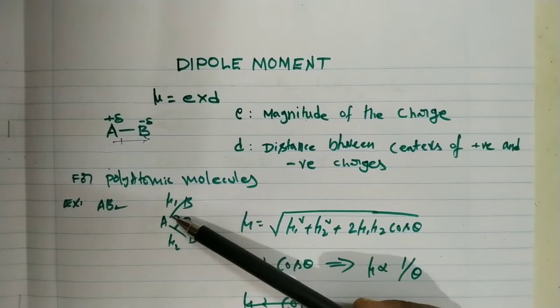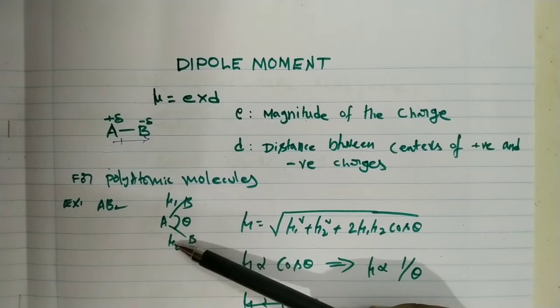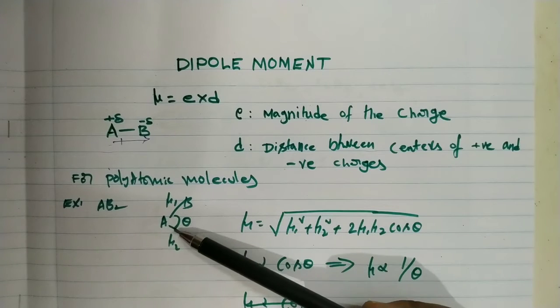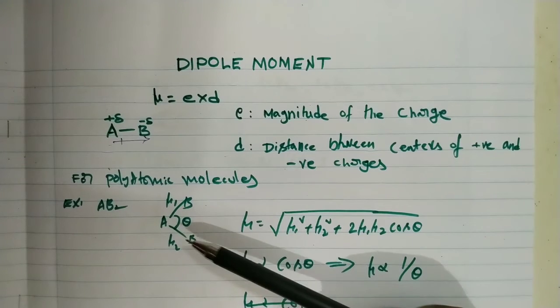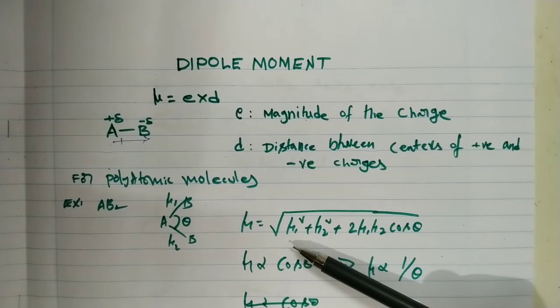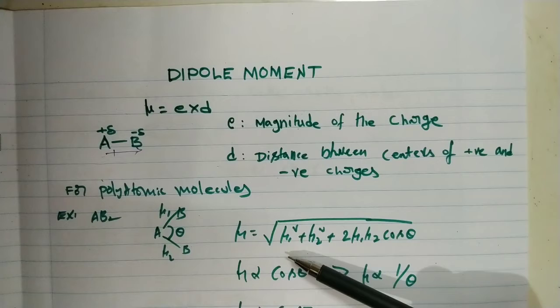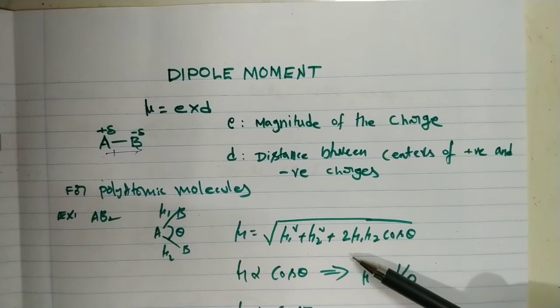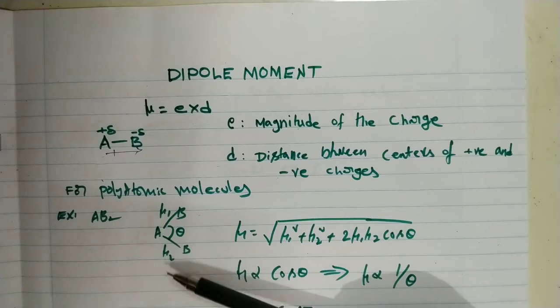Here this bond has one specific dipole moment, and this bond has another specific dipole moment, with an angle between the two. Dipole moment is a vector quantity with a specific direction and magnitude, which is why you can use this formula: the resultant dipole moment equals the square root of μ1² + μ2² + 2μ1μ2 cos θ. So the dipole moment is directly proportional to cos θ, which means with increasing angle between the bonds, the dipole moment decreases.